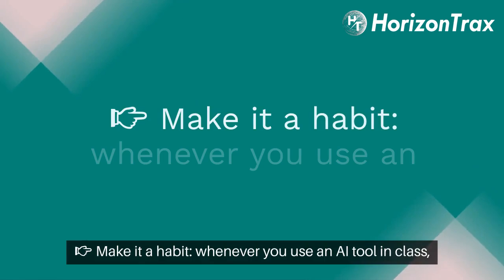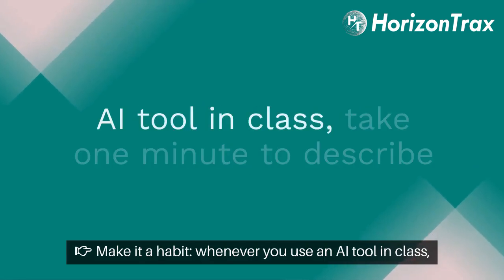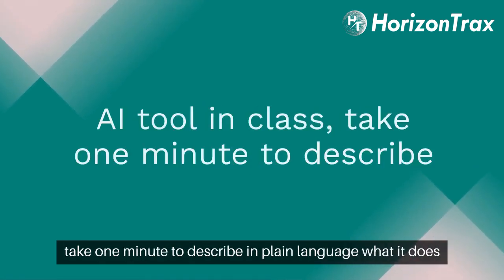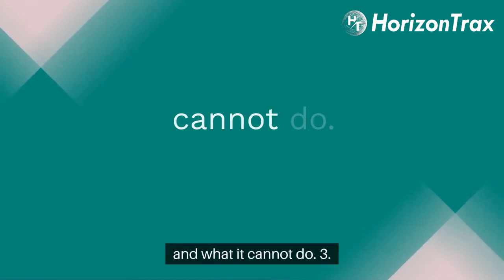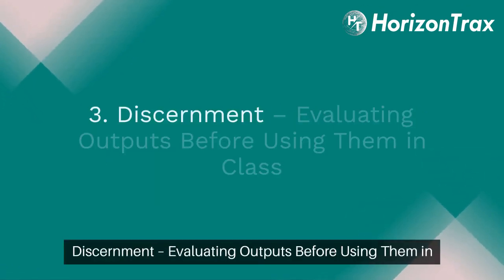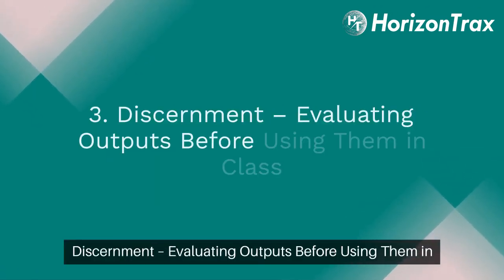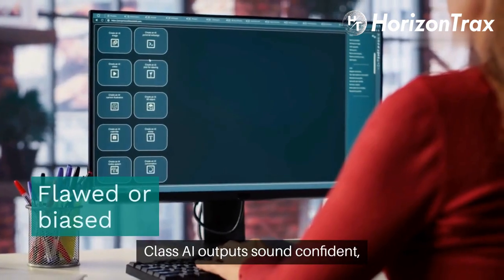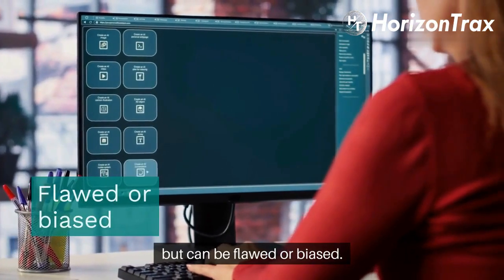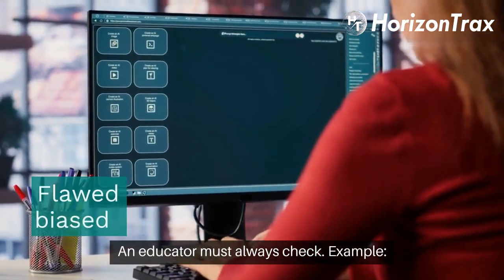Make it a habit. Whenever you use an AI tool in class, take 1 minute to describe in plain language what it does and what it cannot do. 3. Discernment. Evaluating outputs before using them in class. AI outputs sound confident but can be flawed or biased. An educator must always check.